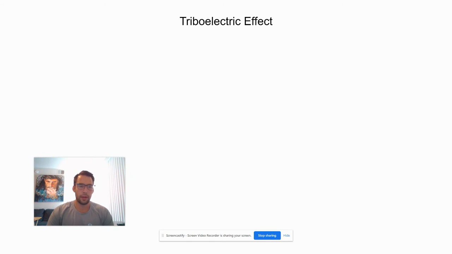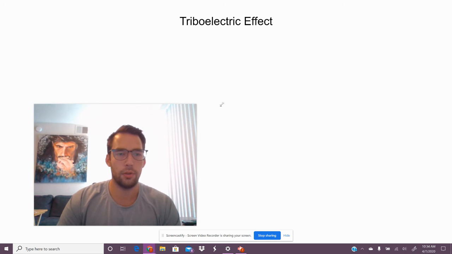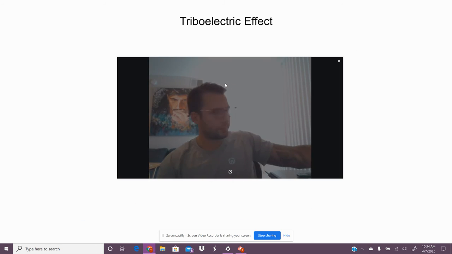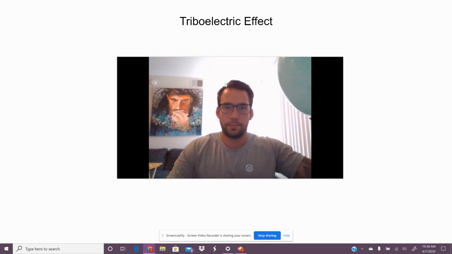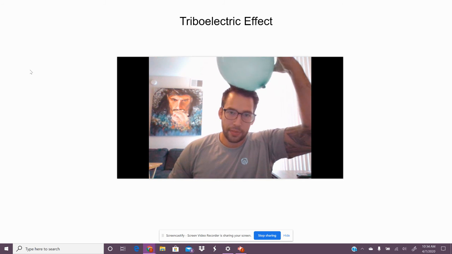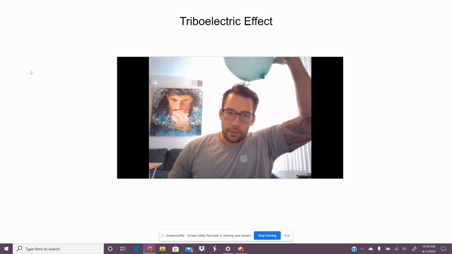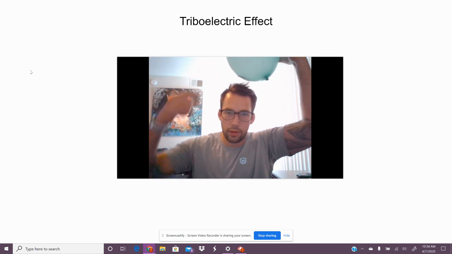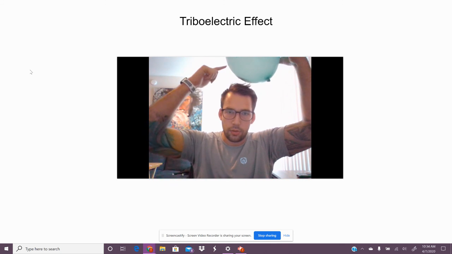So the triboelectric effect is really interesting. I think we've all seen this done before, where you take a balloon, and I'll go ahead and do that for you here. If I have a balloon and I rub it against my head like this, and then I lift it up, you can see that my hair is sticking to the balloon, and this has to do with the movement of electrons. So electrons are moving from my hair into the balloon.